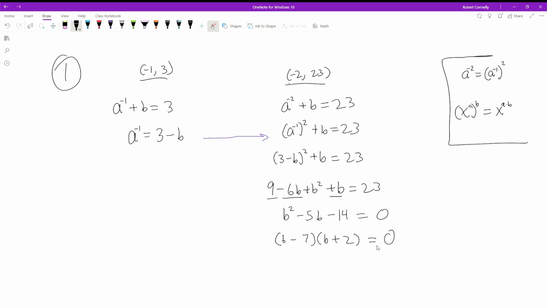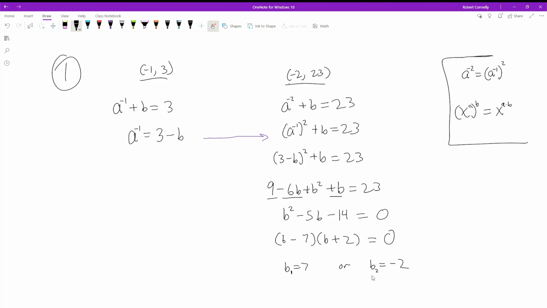So what does that give me for the solution? I set each factor equal to 0. I get b equals 7 or b equals negative 2. So since I have two solutions here, I'm going to call them b1 and b2. Now I don't actually have two solutions here, so I want to make that clear.